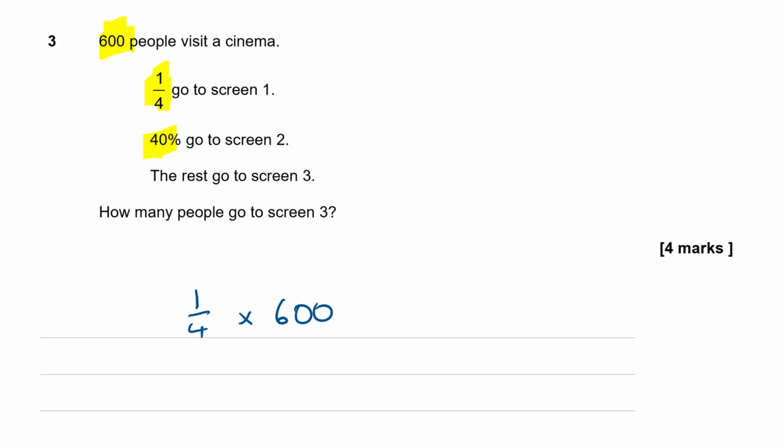Quarter times 600. Basically, that's the same thing as 600 divided by 4. Divided by 4 is easy, just half and half again. So half of 600 is 300, and half of 300 is 150. So a quarter of 600 is 150. Next, we want to work out what 40% of 600 is.